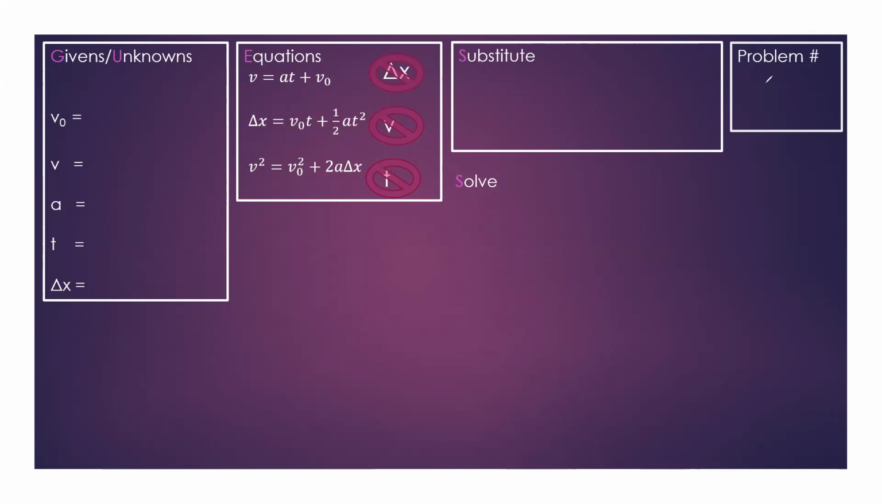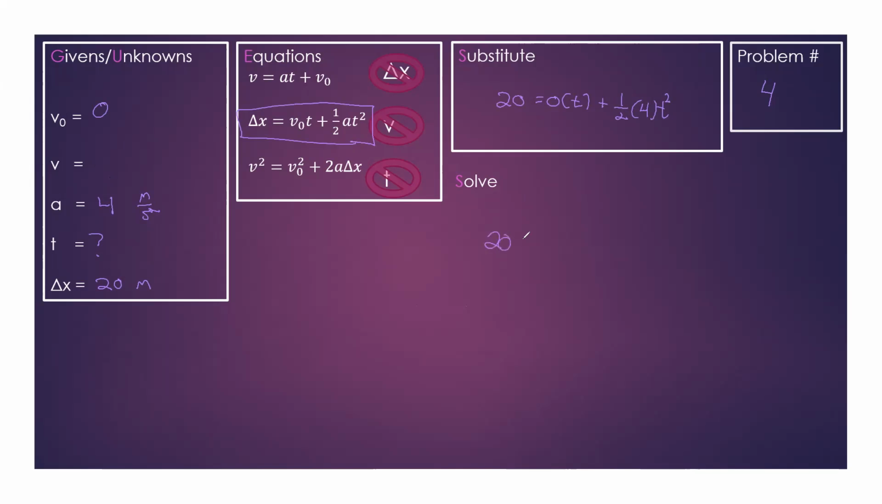All right, problem number 4. Ball rolls downhill with a constant velocity of 4 meters per second squared. If it started from rest, how long will it take to travel 20 meters? In this case, v is the variable I do not have or care about. So I'll select that equation there. So delta x is equal to v naught times t plus 1/2 a t squared.